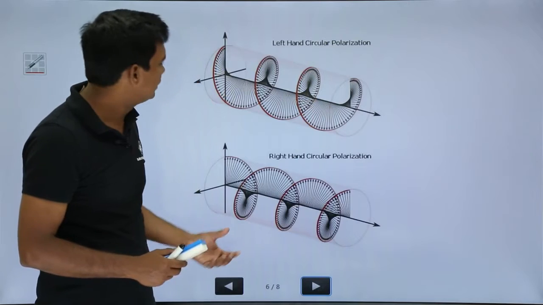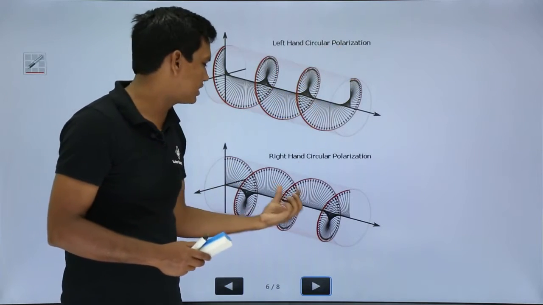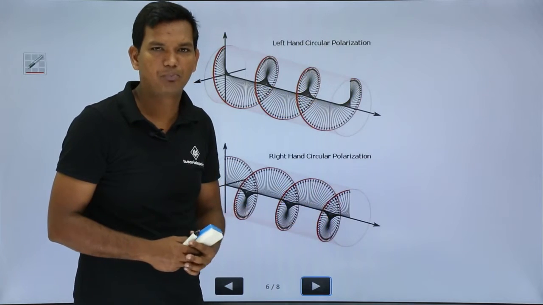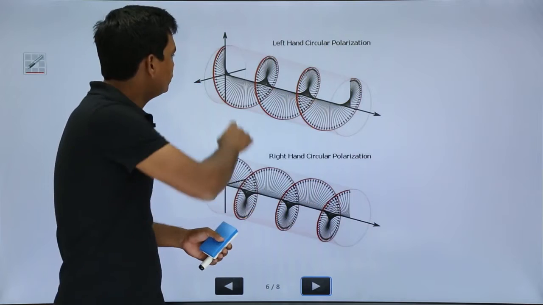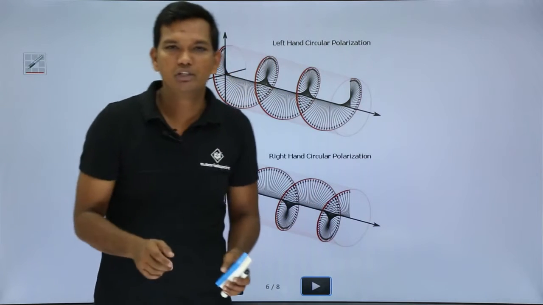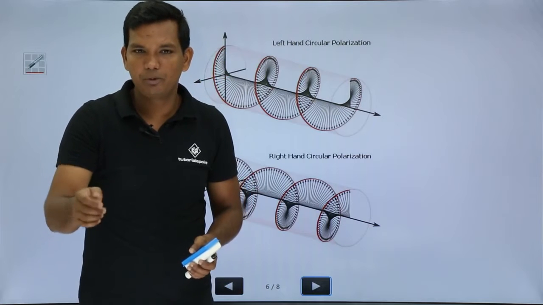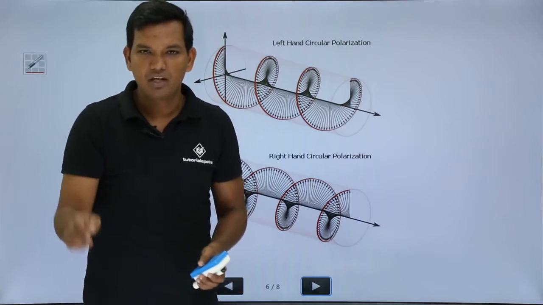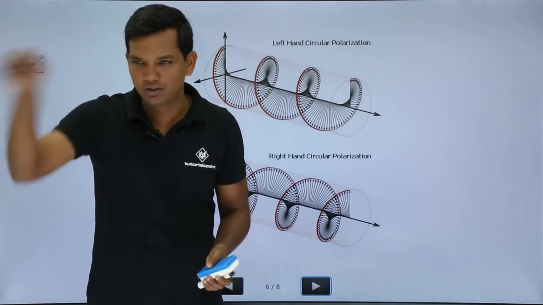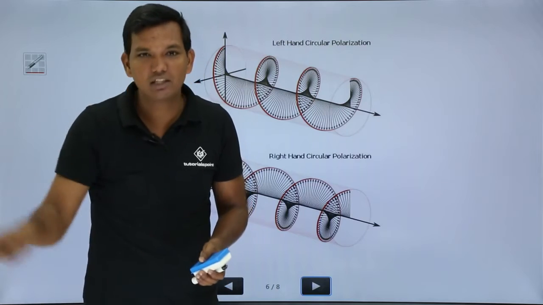If you observe, there are two kinds of circular polarization: one is called left hand circular polarization, another is called right hand circular polarization. We will see the left and right hand later. Let us see how it is. I can understand the same polarization with the thread example. Previously, in the linear polarization, I was moving the thread like this, or like this. If I rotate my hand very fast, the thread will take a circular loop.